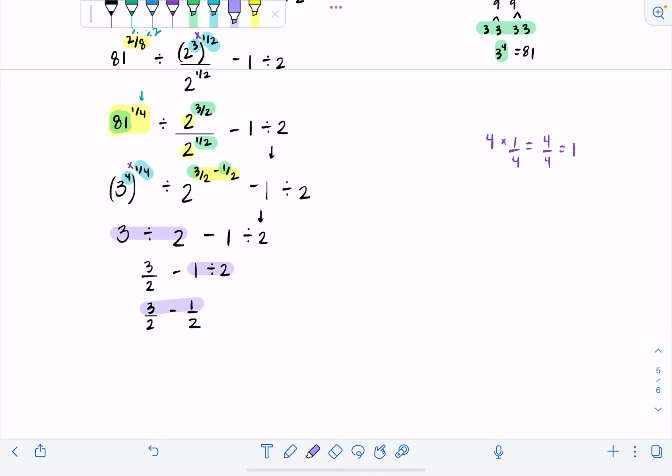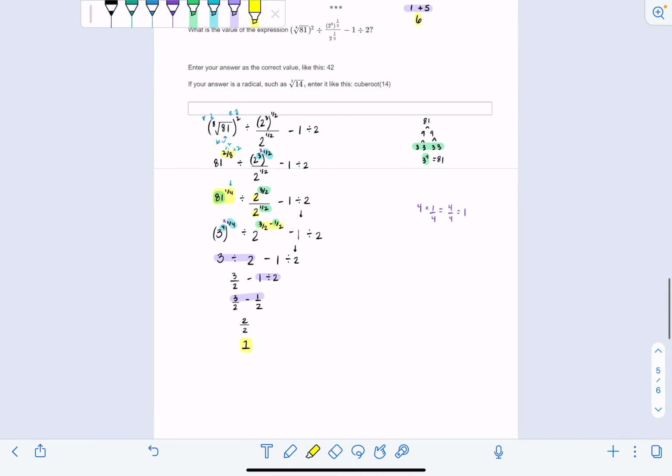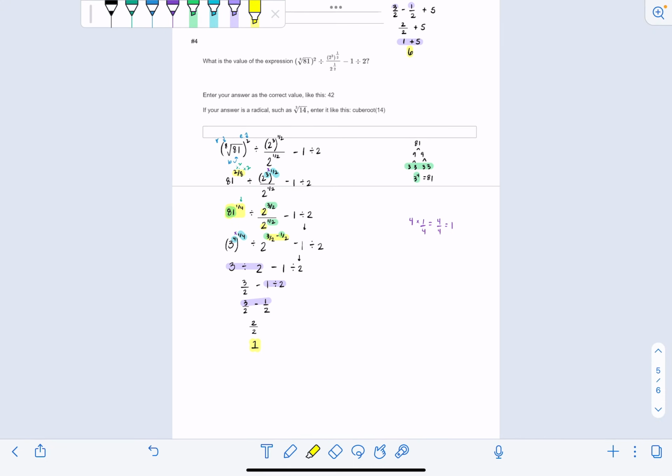And now I just need to subtract my fractions, and they already have a common denominator, so I just need to subtract my numerators. So 3 minus 1 is 2, and the denominator stays the same, so it's 2/2, and then 2/2 is 1. So the final answer on this one, let me zoom out so we can see the question, the final answer for workbook 5.3 number 4 was 1.